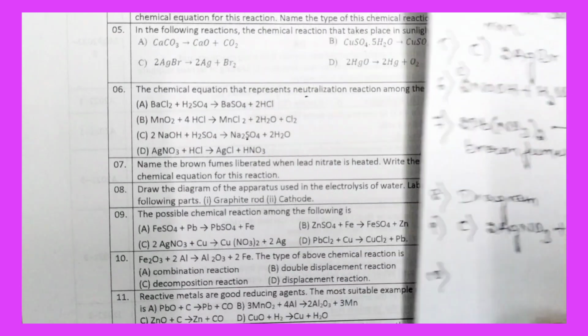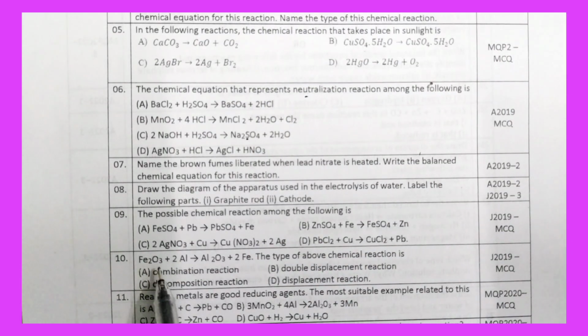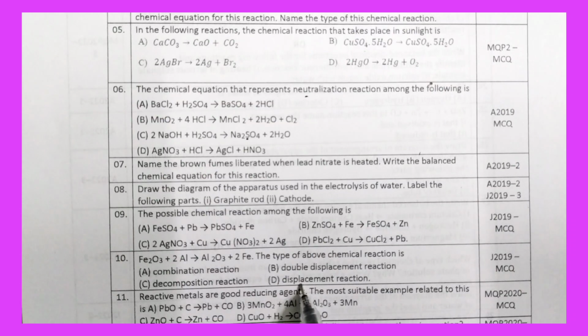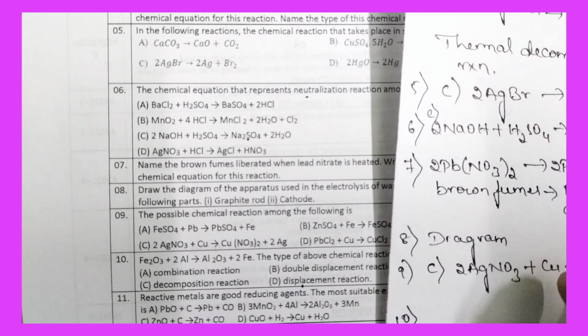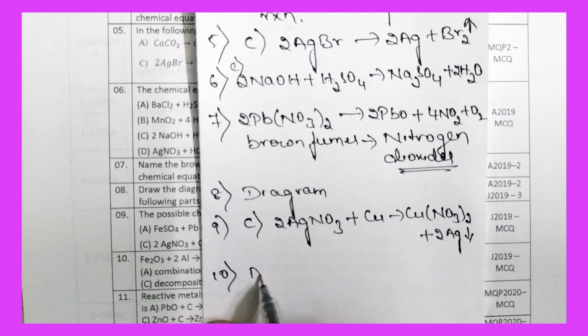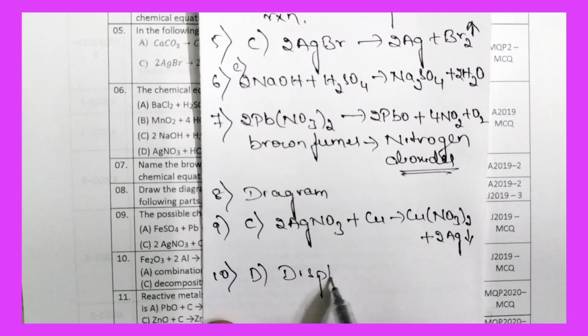Now let us move to the 10th question. The 10th question is Fe2O3 plus 2Al gives rise to Al2O3 plus 2Fe. The type of the above chemical reaction is, here what has happened, aluminium has displaced iron, therefore we call this a displacement reaction. Aluminium is more reactive than iron, therefore aluminium displaces iron. Therefore the right answer is option D, it is a displacement reaction.